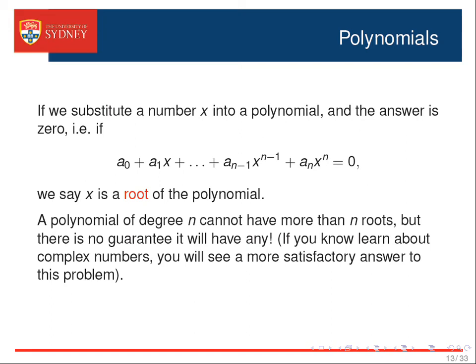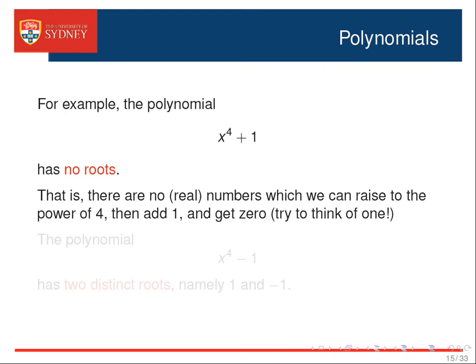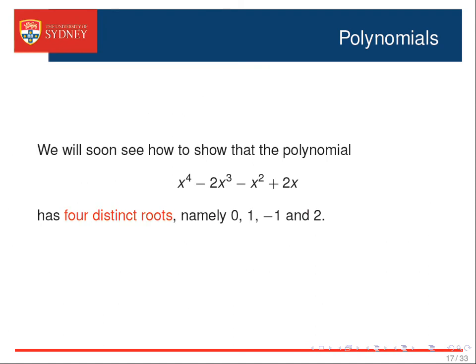A polynomial of degree n can't have more than n different roots, but some may not have any at all. If you ever study complex numbers at university, you'll see why this is true. For example, this polynomial, x to the 4 plus 1, has no roots. Try and find a number which you can plug into it and get 0. The polynomial x to the 4 minus 1 has 2 roots though. If you take either 1 or negative 1 and raise them to the 4th power, and then take away 1, you'll get 0. We'll be able to show later that more complicated looking polynomials like this have 4 distinct roots.